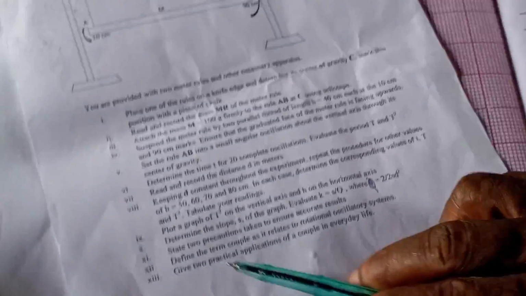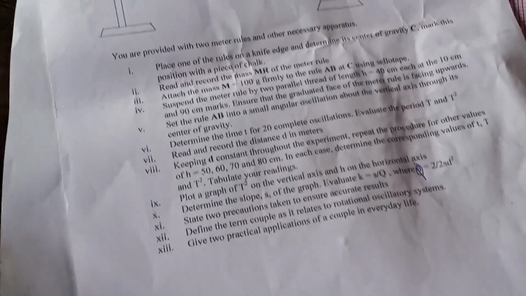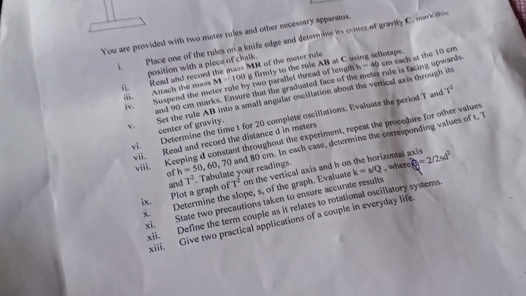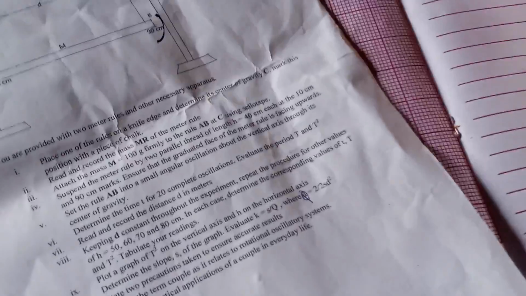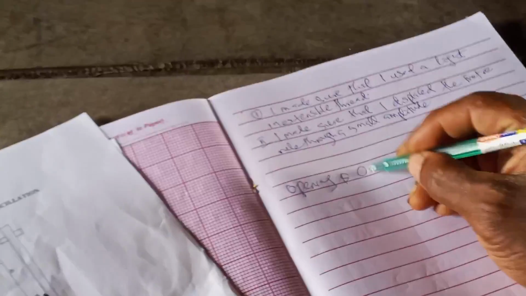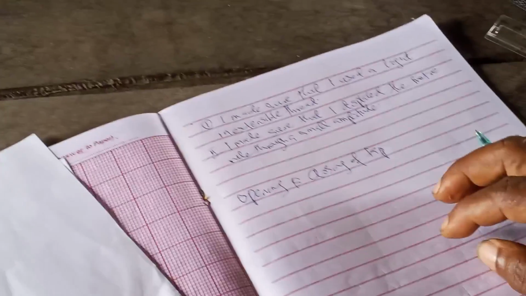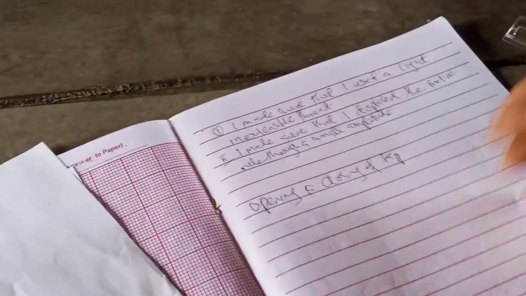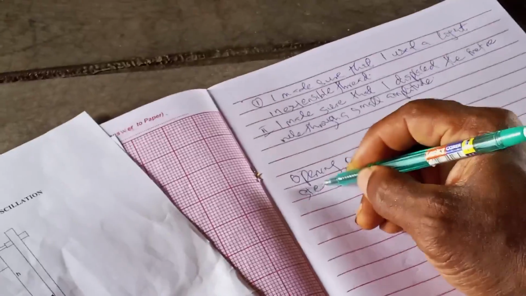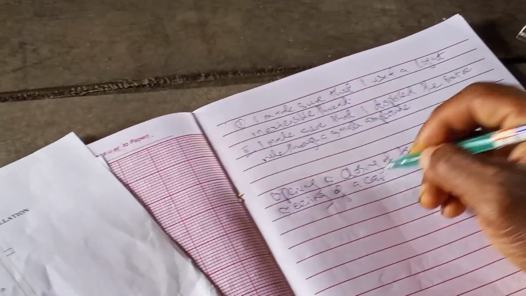Then give 2 practical applications of a couple in everyday life. So what are the practical applications of a couple in everyday life? Turning, opening and closing of a tap. Opening of a tap. So steering of a car. So these are some of the applications of a couple in everyday life.